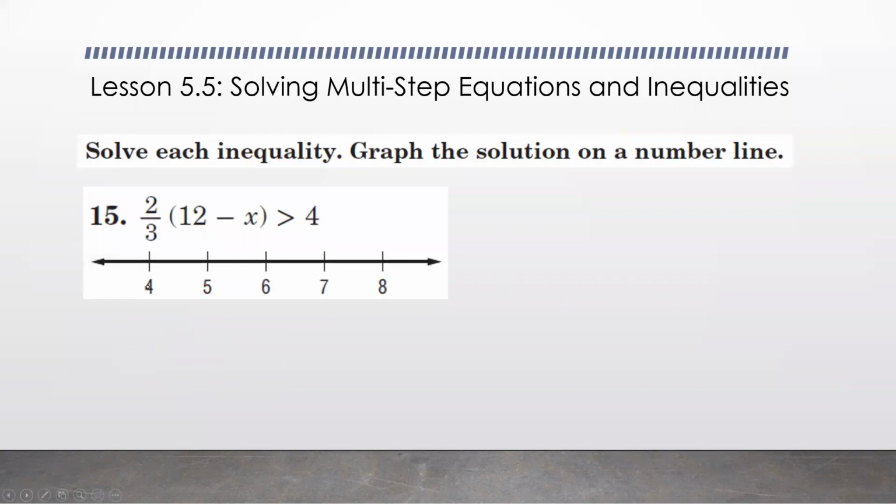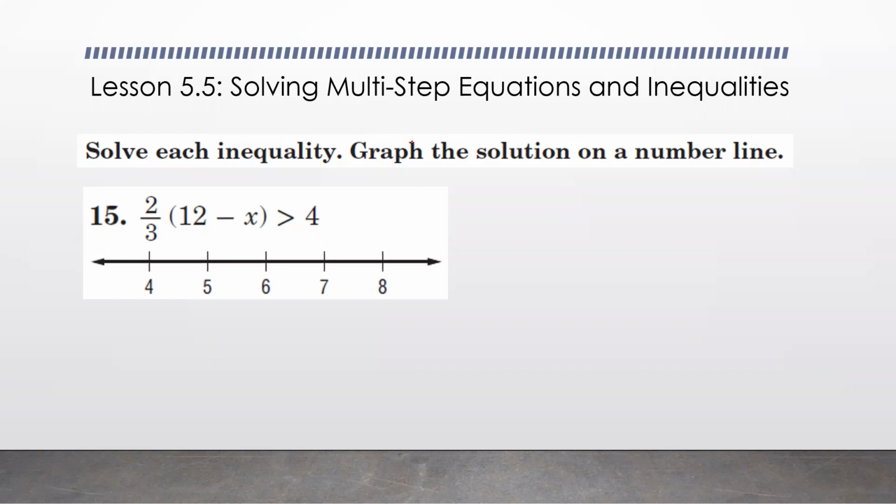Okay, now the second half talks about inequalities, okay? And it says to graph the solution on a number line. Now, the difference between an equation and an inequality is that when you have an equation, there is one possible solution, okay? For each one of the previous problems we just did, there was only one possible answer that would make that equation true. Now, when you're talking about inequalities, there are an infinite number of solutions that would make an inequality true. Okay, that's why you have to graph your solutions on a number line.